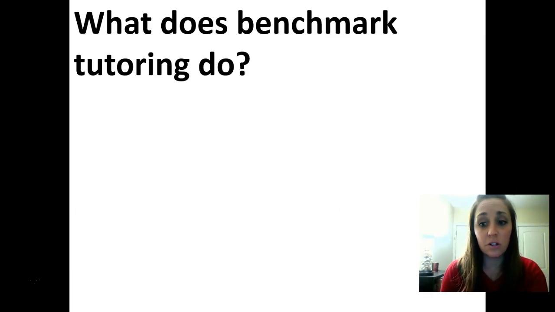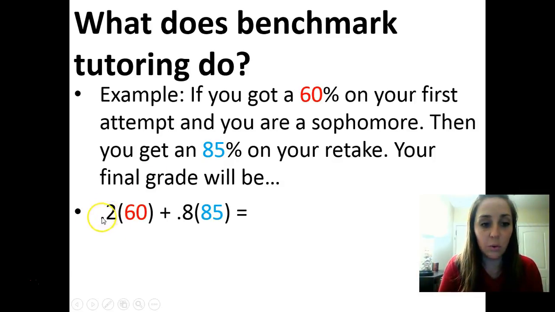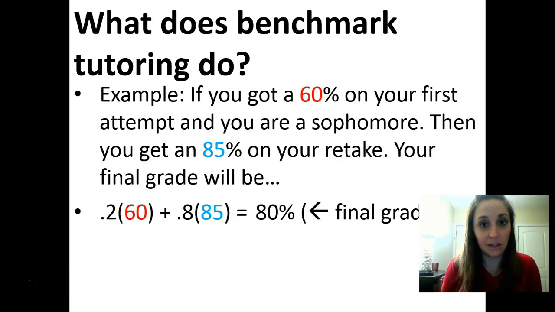So I gave one scenario just so you can see. For example, if you got a 60% on the benchmark the first time you took it, and then say the next time you get an 85% and you're a sophomore, this is how you'd figure out your final grade. You only have to keep 20% of your original grade. 80% of the grade you keep comes from the second time you take the test. So look at what happens for someone who went from getting an F to getting a B: they got an 80% final that goes into the grade book. So really paying attention to tutoring and trying really hard for the benchmark the second time around is really important.